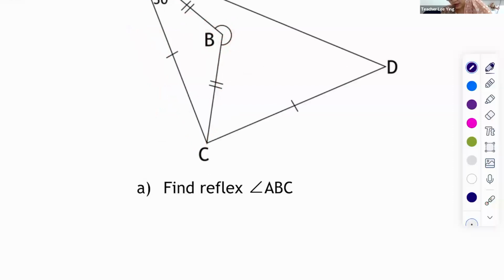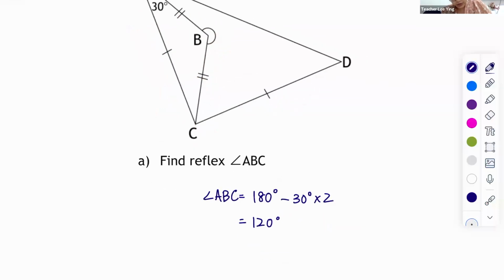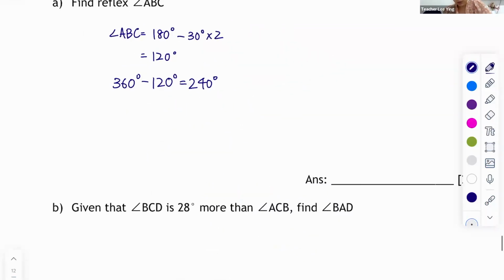Okay, so let's find angle ABC first, which is the apex angle. So 180 minus the 2 base angles, we're going to get 120 degrees. So the reflex angle, because angles about a point is actually 360 degrees, we're going to take 360 and subtract 120 to get 240 degrees. And that is our answer.